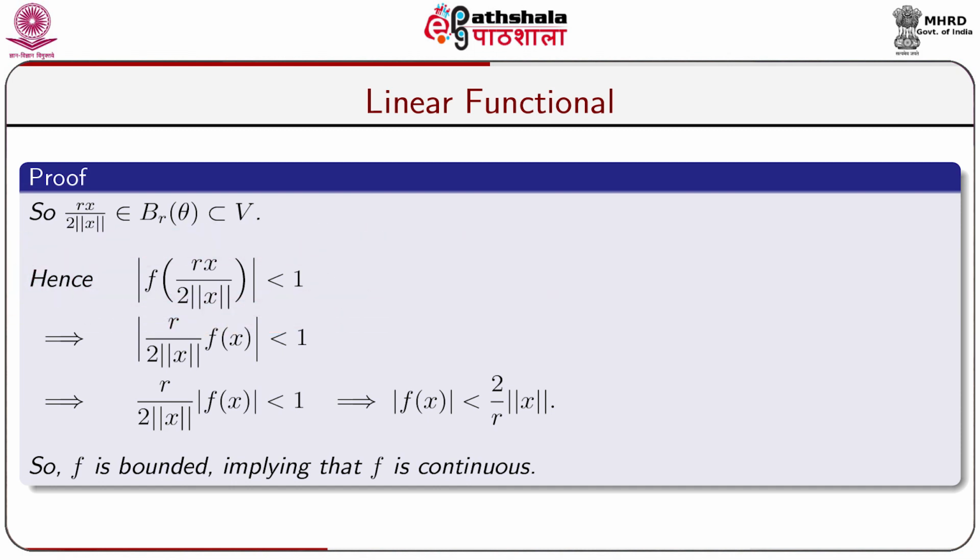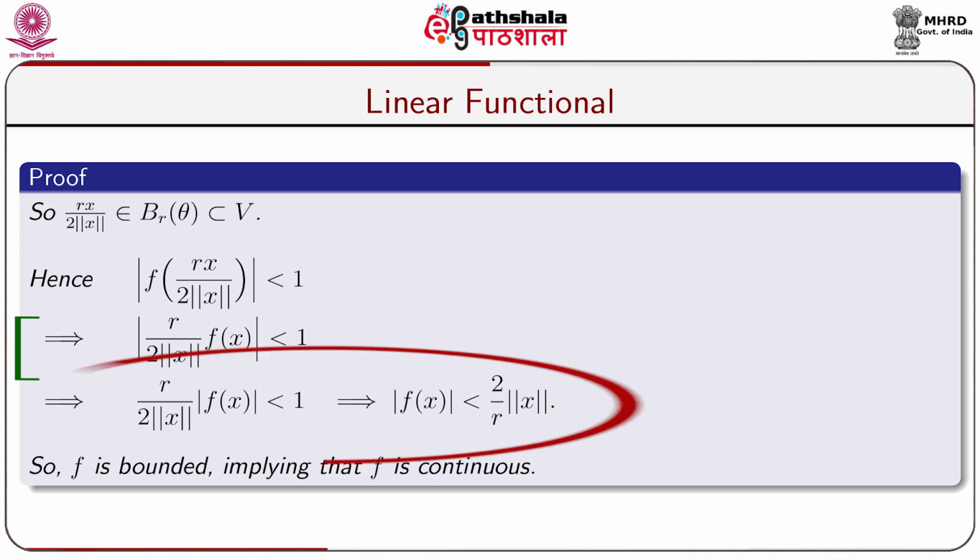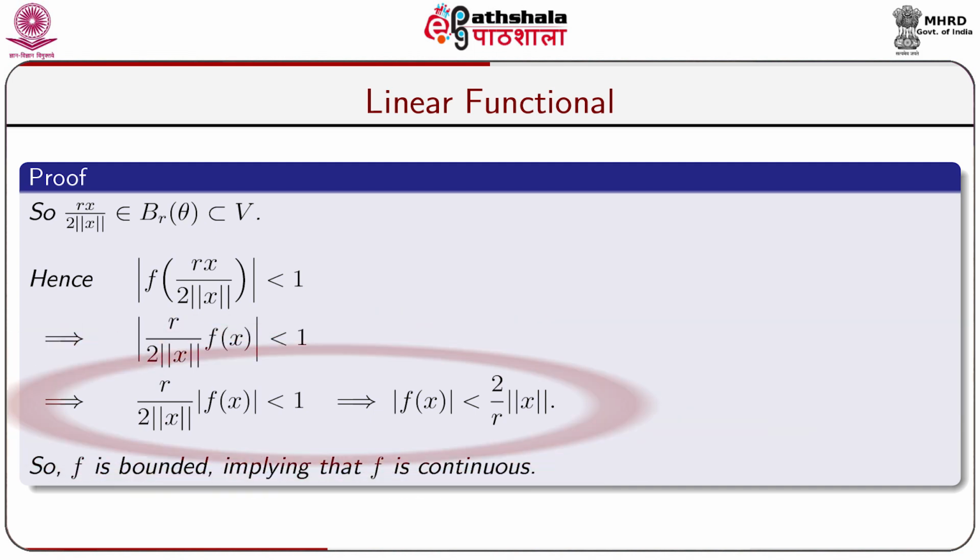So, by linearity of f, we get r by 2 norm x into modulus of f(x) is strictly less than 1, which implies that modulus of f(x) is strictly less than 2 by r into norm of x. So, this implies that f is bounded, but we know that if f is linear and f is bounded, then f is continuous.